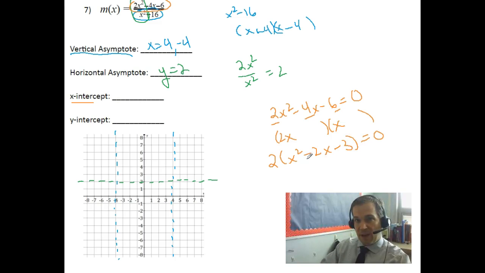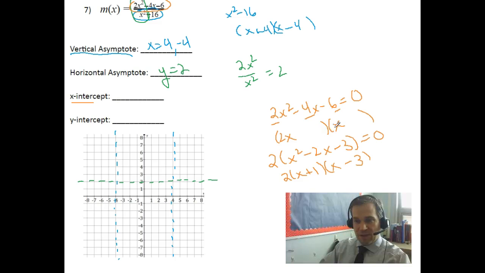And then we can just factor this x squared minus 2x minus 3. So these multiply to make x squared. 1 and 3 multiply to make 3. I need the inner and the outer to combine to make negative 2x. So this 3 should be negative and this 1 should be positive.